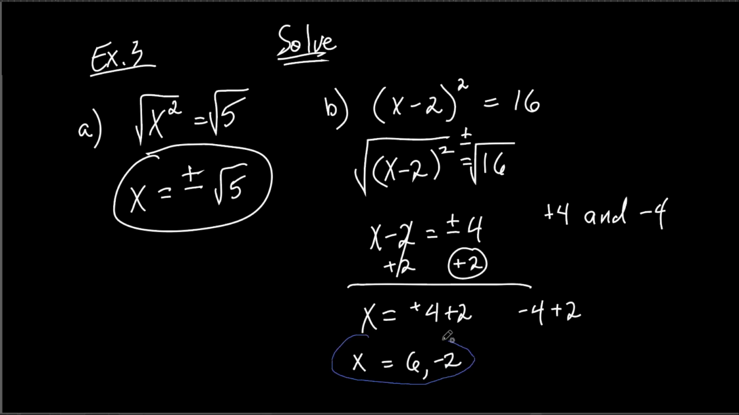Wait, it's not negative. Did I say negative 6? Sorry. I meant 6. I saw the negative and I must have said negative. So x is 6 and x is negative 2. Those are my 2 answers.